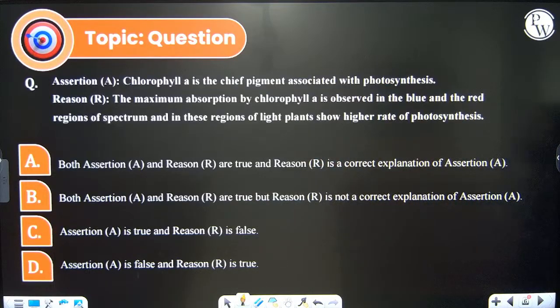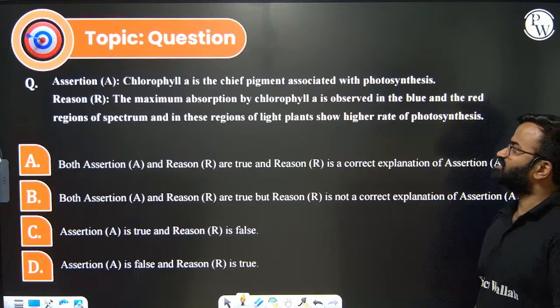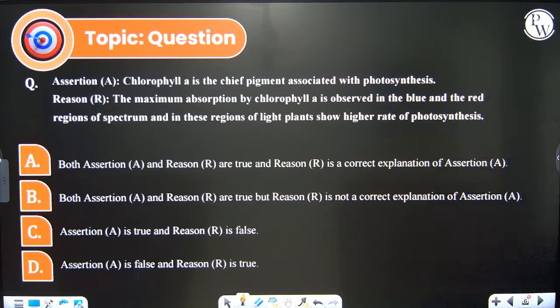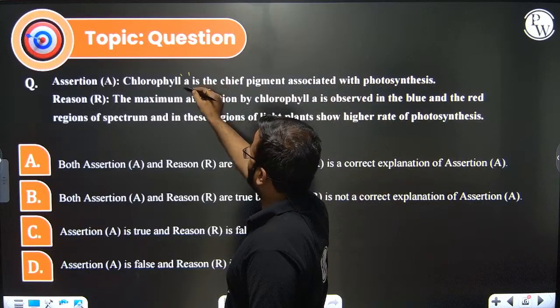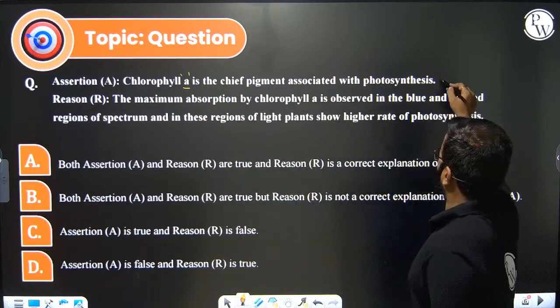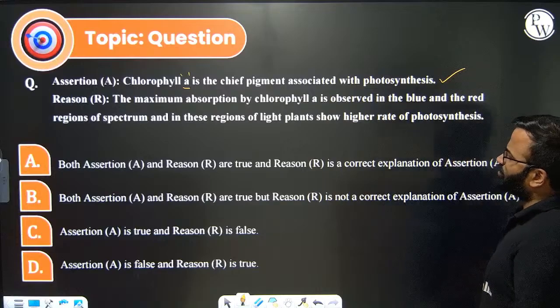Next. Chlorophyll A is the chief pigment associated with photosynthesis. What did I say? Chlorophyll A is the chief pigment associated with photosynthesis, which is true. There is no ambiguity over here.